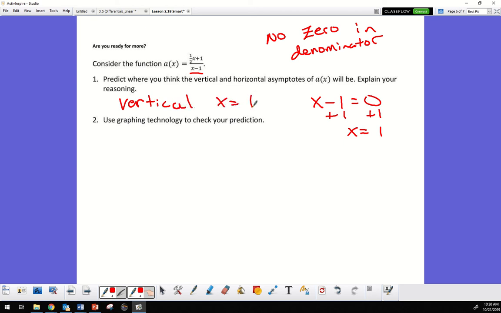All right, now let's try the horizontal asymptote. So let's see if we can break that up. It's going to be 1/2 x plus 1 over x minus 1. All right, so I'm going to break this up now. So watch this. There's a plus sign on top, so there is a common denominator. So it's going to be my 1/2 x over x minus 1 plus 1 over x minus 1.